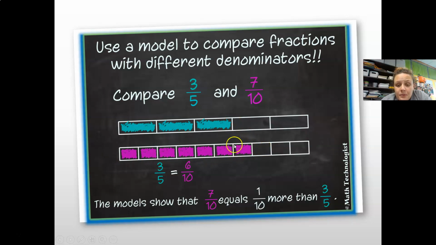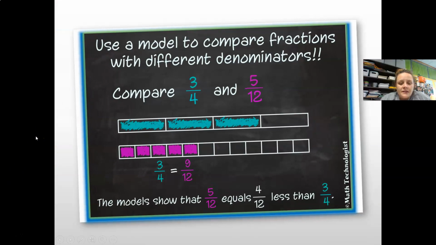Okay, now they wanted to point out here that 6/10 is equivalent to 3/5. See how if we only had 6, they'd be the same? But since there's one more, we actually know that the 7/10 is greater. It equals 1 more tenth than 3/5. Do you see that right there? So we know the 7/10 is greater.